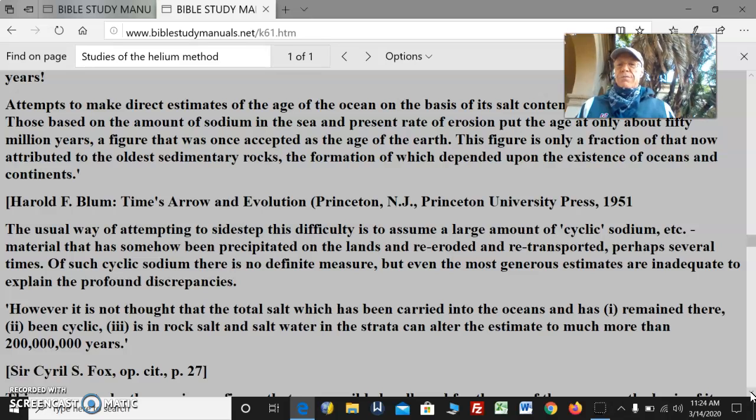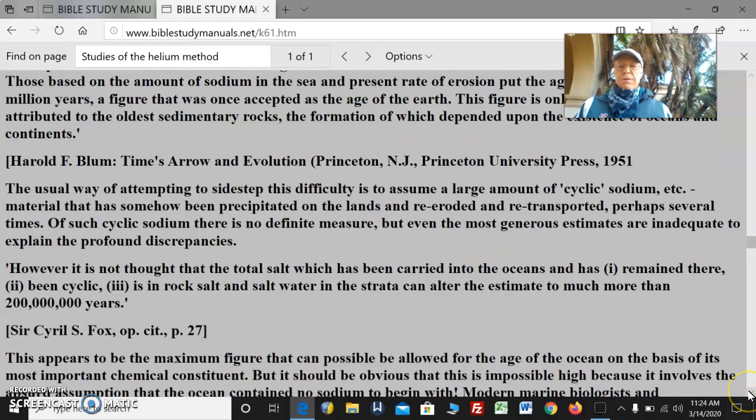The usual way, Blum says, of attempting to sidestep this difficulty is to assume a large amount of cyclic sodium, material that has somehow been precipitated on the lands and re-eroded and retransported, perhaps several times. Of such cyclic sodium there is no definite measure, but even the most generous estimates are inadequate to explain the profound discrepancies of billions of years. However, it's not thought that the total salt which has been carried into the oceans and has remained there, been cyclic and is in rock salt and salt water in the strata, can alter the estimate to much more than 200 million years. We're still short of 5 billion, aren't we?